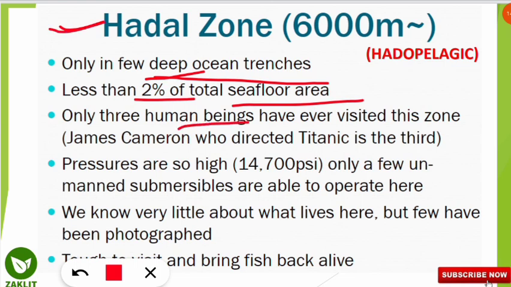Only 3 human beings have ever visited this zone. Yes, 3 ही आदमी यहाँ पे पहुंच पाए हैं. The example is James Cameron, जो कि Titanic जो movie है वो डायरेक्ट किए थे. वो third animal है, सॉरी third human being है.